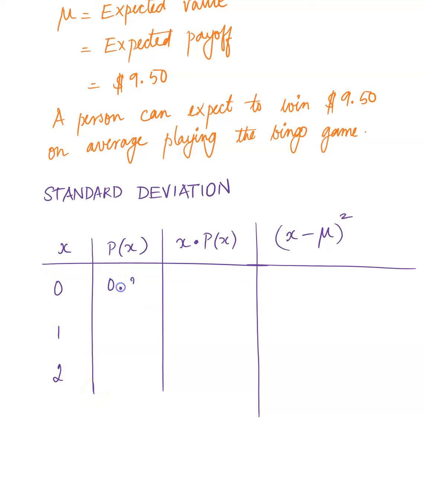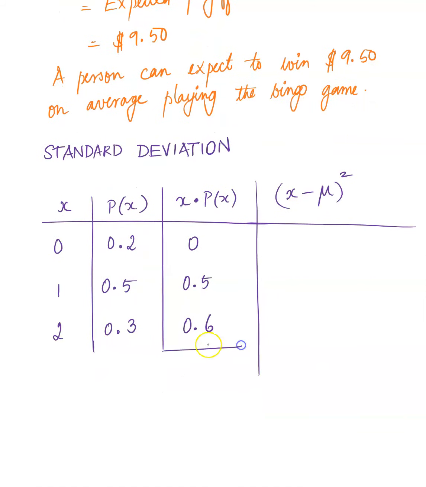That was 0.2, 0.5, and 0.3. And we found this product to be 0, 0.5, and 0.6, right? You multiplied the x and the P of x column. Now, when we added this summation, xP of x gave us 1.1. In other words, your mu was 1.1, right? So you need the mu. You need to compute this first in order to complete your last column.